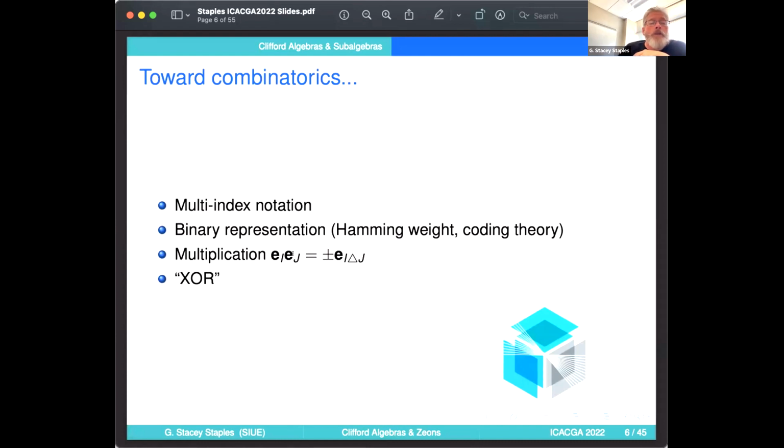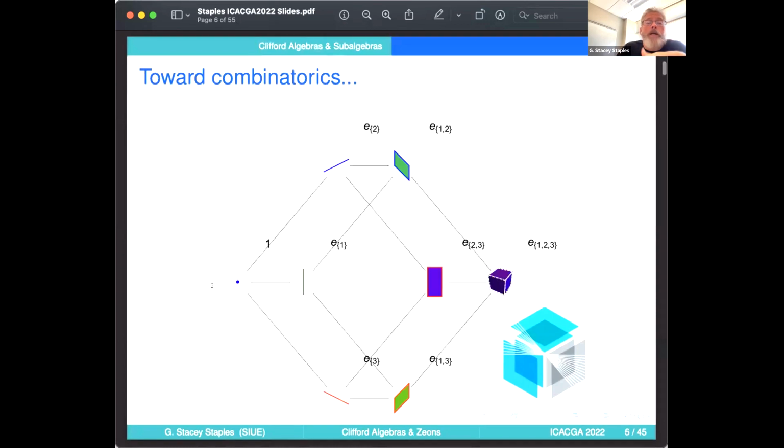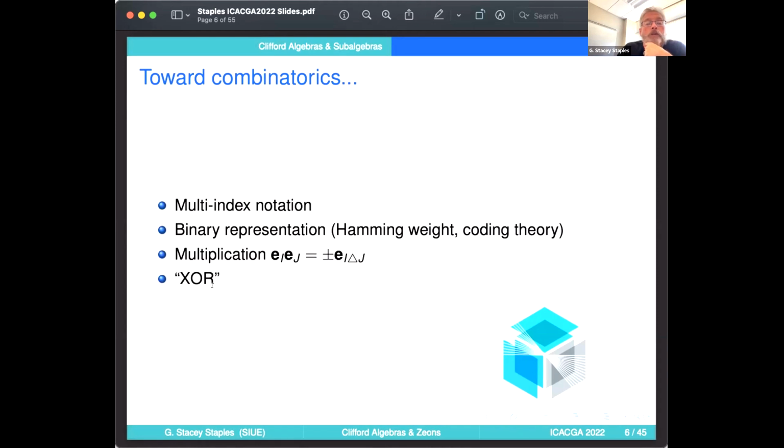Here, whenever I do a multiplication, this is not for Zeons, but in general in the Clifford algebra, if I have multi-indices, e_I e_J is plus or minus e_I set symmetric difference J, which represents really an exclusive OR if you're looking at it in terms of bit strings, which is how I can move around in this graph. Actually, I did a paper a long time ago about random walks on hypercubes using particular Clifford subalgebras, just using the multiplication to derive the log.